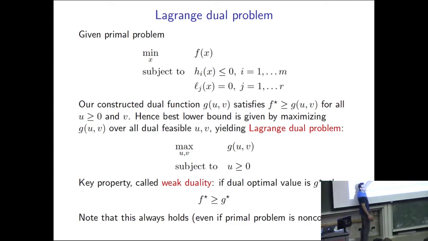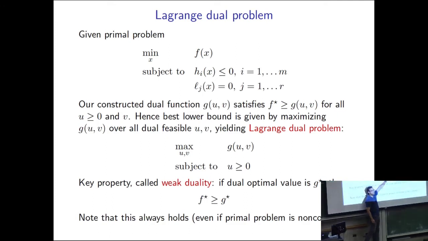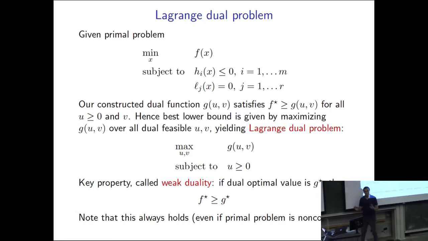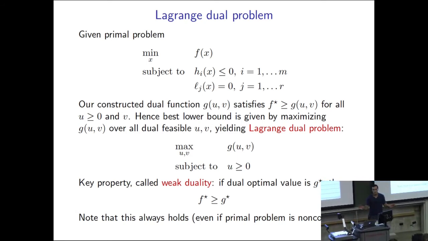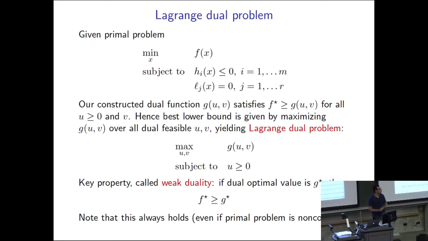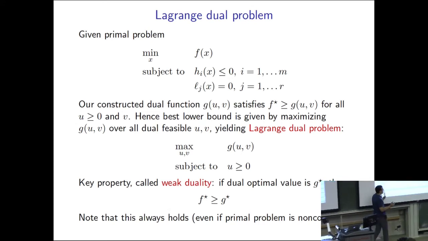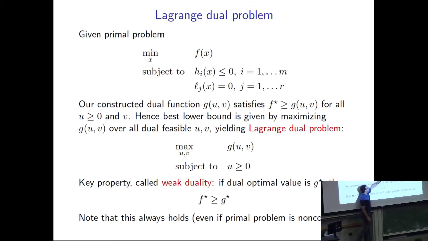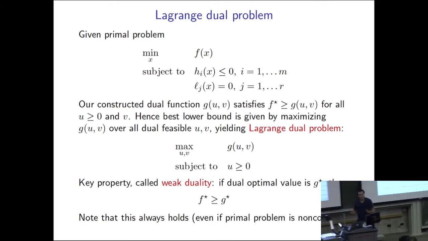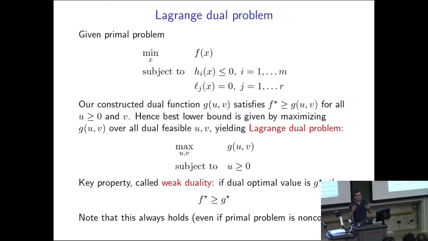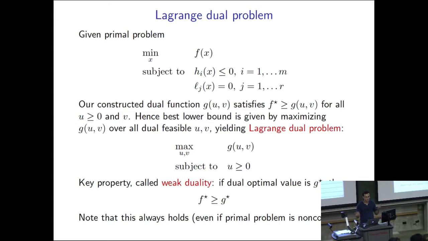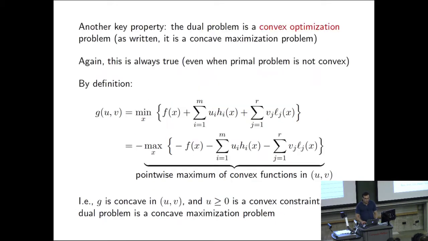So the claim is that G is always concave. Doesn't matter what we started off with. You could have the most pathological non-convex primal. If you go through the calculations, whatever they are, you'll end up with a dual for which this function G is concave. So it's a concave maximization. Remember, we still refer to that as convex optimization, right? Because it's equivalent to minimizing minus g, where minus g is convex.